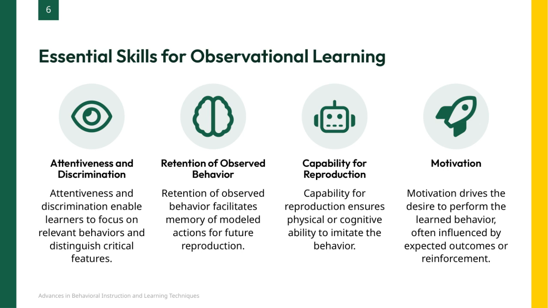The third skill is the capability for reproduction. This refers to the physical or cognitive ability to actually imitate the behavior. Even if a learner pays attention and remembers the behavior, they still need the necessary skills or coordination to perform it themselves. Finally, motivation is what drives a learner to put the behavior into practice. Often, this comes from anticipating positive outcomes or rewards, which encourages a learner to engage and persist in performing the learned behavior. All these skills work together to make observational learning successful.